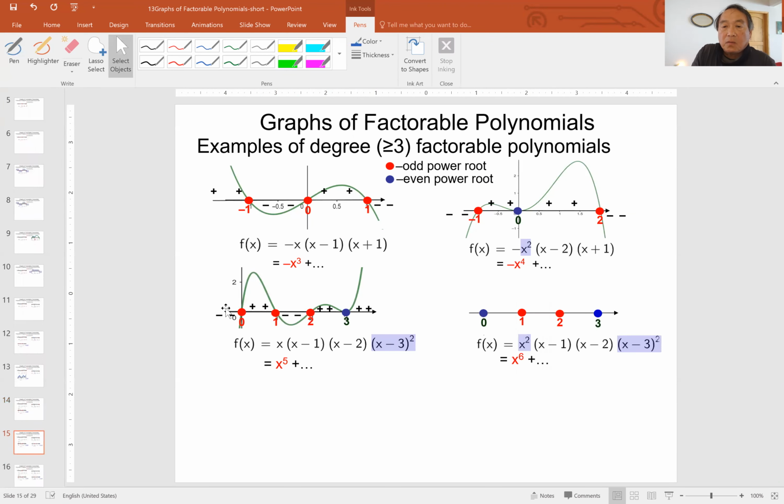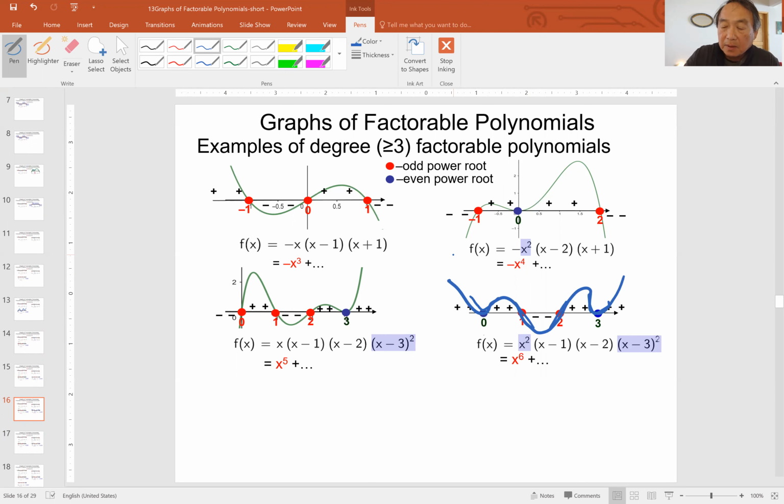And in this one, we have two even roots. Therefore, this is the sign chart. Now we can notice that at this place, it must look like that. Here, we must cross it. And so therefore, the graph must be traced in this manner.